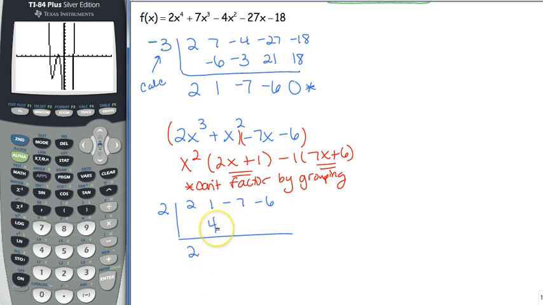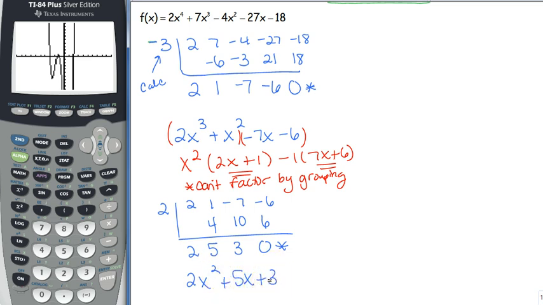I multiply, that gives me 4. I add those together. 2 times 5 is 10. Add, we get 3. Multiply, we get 6. And again, a remainder of 0, proving that 2 is going to be a solution. So that's going to leave us with 2x squared plus 5x plus 3.